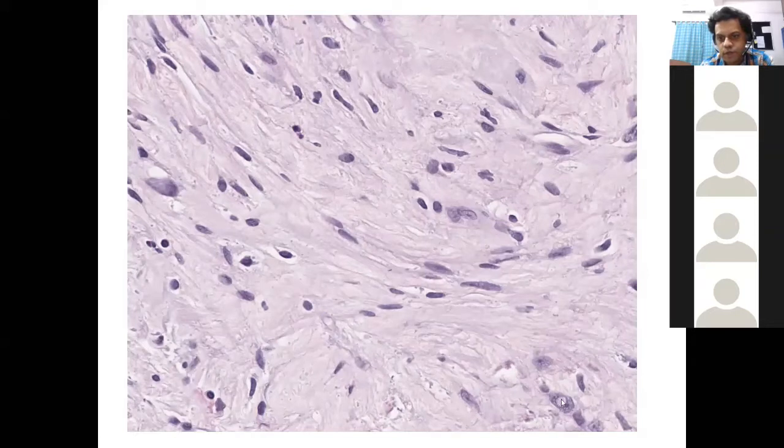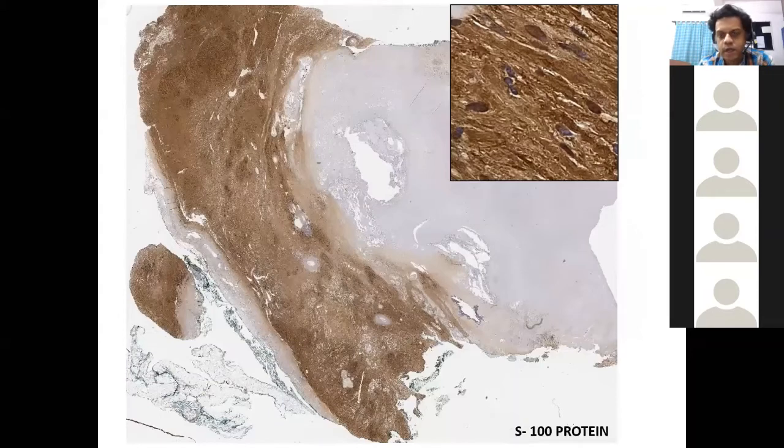Seeing the inclusion, intranuclear inclusion towards the 5 o'clock position? Yes, sir. Okay, so that's one change that can sometimes be seen in the case of schwannomas, especially in the case of retroperitoneal schwannomas. So that's an important feature. S100 positive, it will show strong positivity.